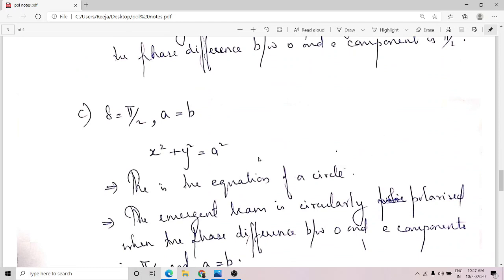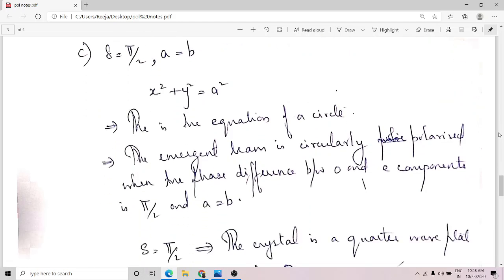Next, how did we get circularly polarized light? That is, when delta equals pi by 2 and A equals B. If this condition is satisfied, then the emergent polarized beam will trace out a circular path. The emergent beam will be circularly polarized when the phase difference between O and E components is pi by 2 and small a equals small b.